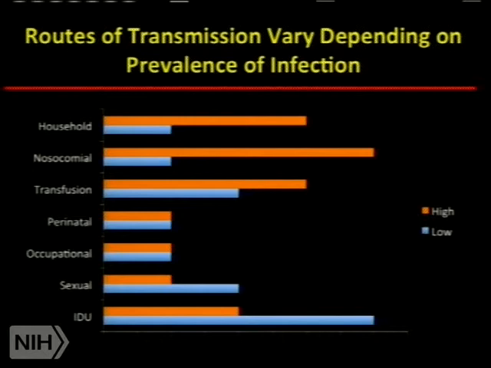I'd like to point out that perinatal transmission rates are the same in both endemic and low endemic areas, and actually account for about 50,000 cases of hepatitis C annually. And we really have no way of interrupting maternal infant transmission.